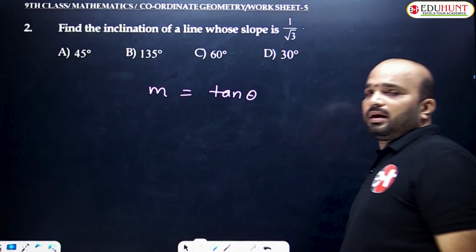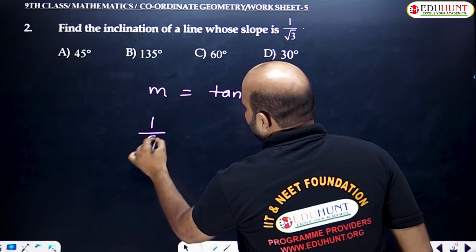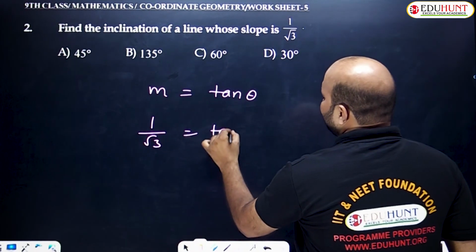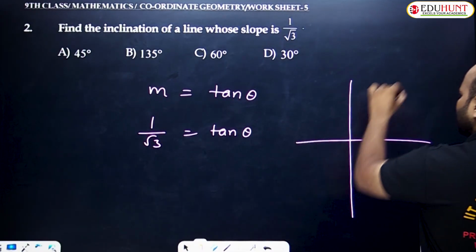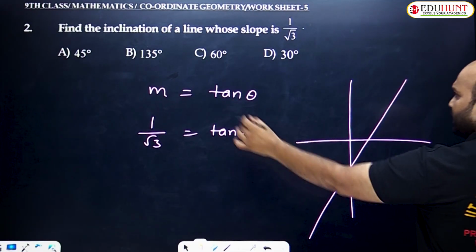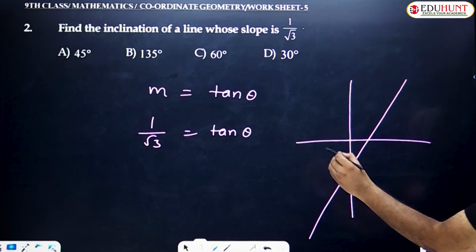M equal to tan theta. Here M stands for what? Slope of the line. So already given 1 by root 3 equals tan theta. So clearly we need to understand what theta is here. Theta is called inclination. Clearly we need to understand, as I explained, what theta stands for.